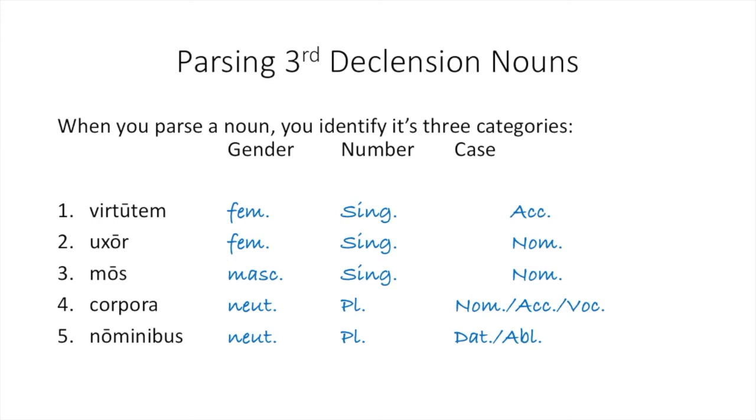Okay, you're right if you said that virtutem is accusative singular, uxor is nominative singular, mos is nominative singular, corpora is nominative, accusative, or vocative plural because it's neuter, and nominibus is dative or ablative plural.